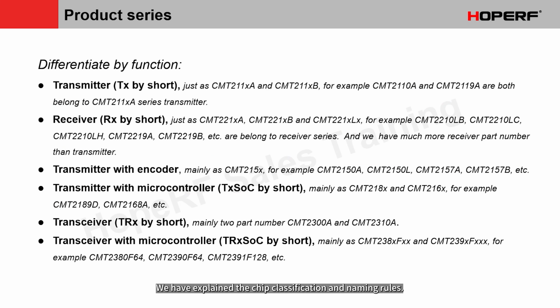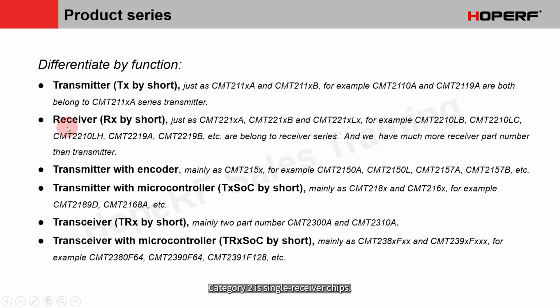We have explained the chip classification and naming rules. To facilitate the introduction of subsequent content, we divide chips into 6 categories based on their functions. Category 1 is the simplest OOK modulated single transmitter chips. There are 2 series of this transmitter, CMT211XA and CMT211XB. For example, the previously mentioned CMT2110A and CMT2119A both belong to this series.